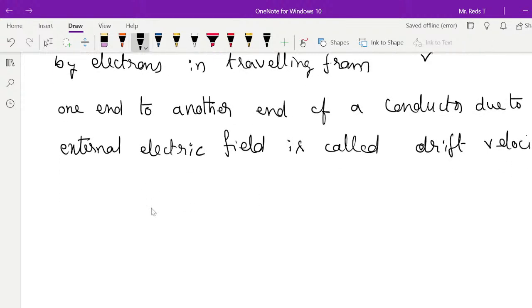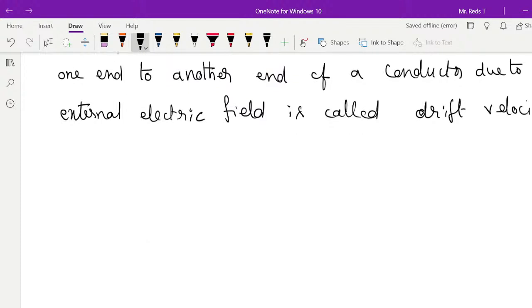This drift velocity can be obtained in different ways, in terms of different quantities. We want the drift velocity in terms of current. So let us take the subheading: drift velocity in terms of current and current density.